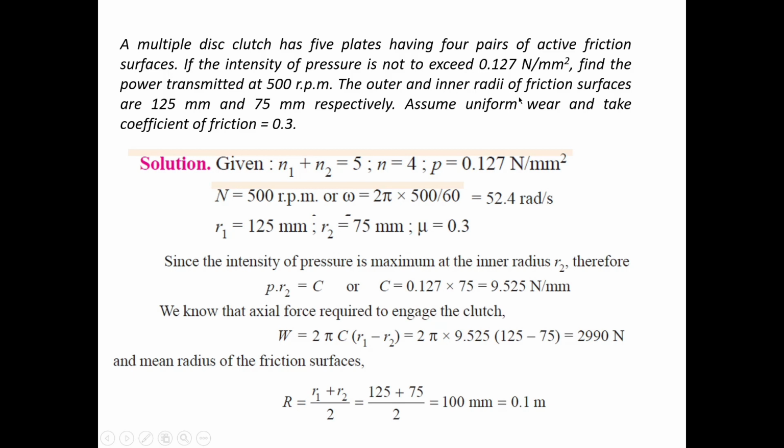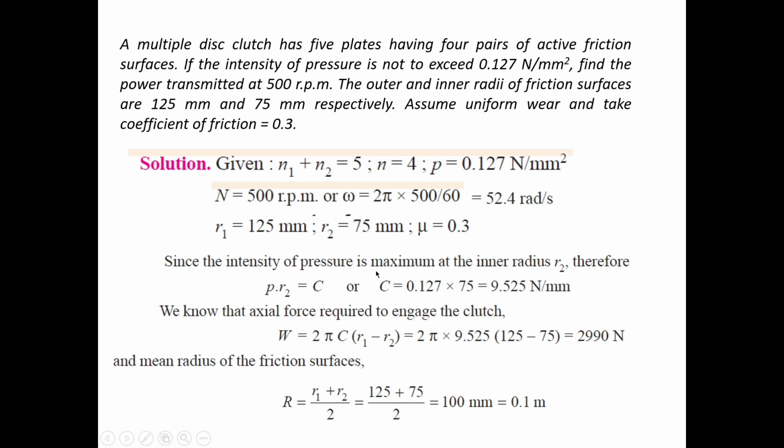The outer and inner radii of frictional surfaces are given. In this problem they have directly given the radius values. The outer radius value is 125 mm, so R1 is equal to 125 mm. The inner radius value is 75 mm, so R2 is 75 mm. We have to assume uniform wear and consider the coefficient of friction as 0.3. This is also a very simple problem, a direct problem.